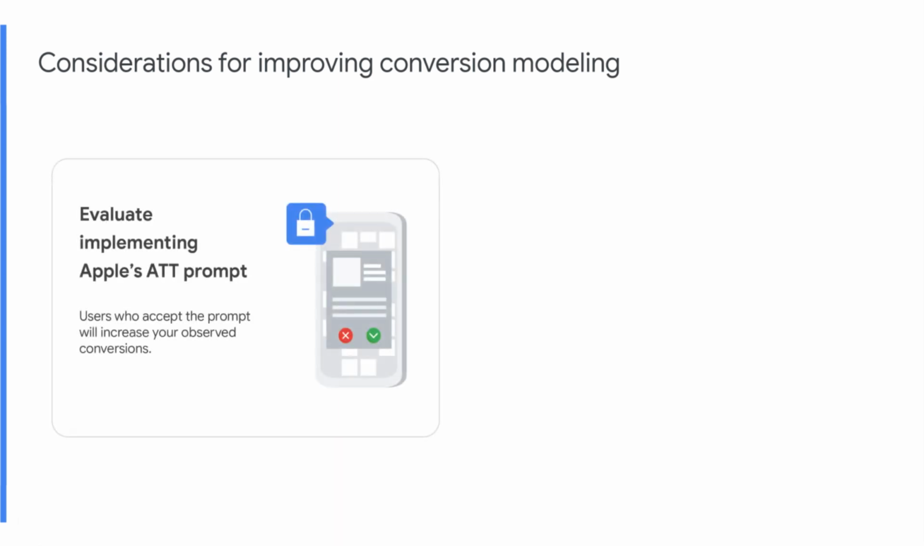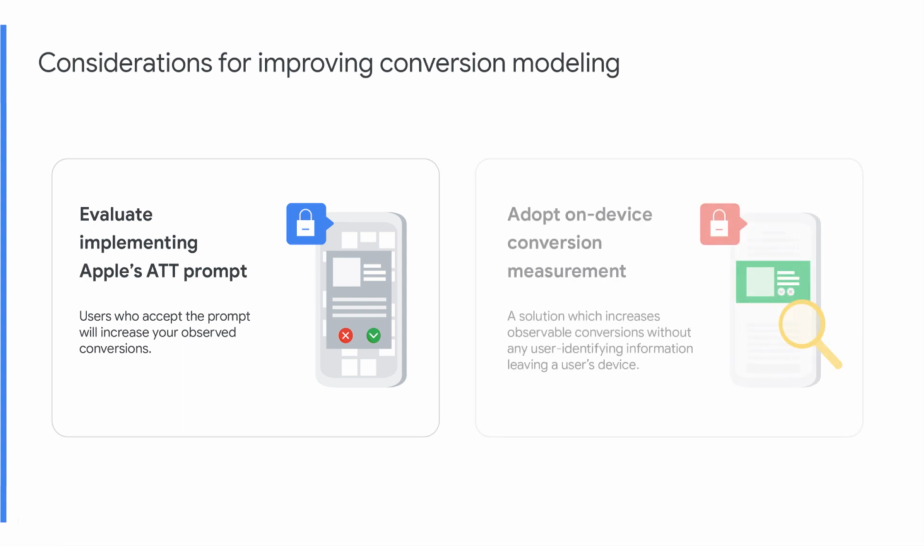First, evaluate implementing Apple's ATT prompt. Users who accept the prompt will increase your observed conversions, improving conversion modeling and campaign optimization. Second, adopt on-device conversion measurement, a privacy-preserving solution which enhances conversion modeling by improving the amount of observable conversions from your iOS app campaigns without any user-identifying information leaving a user's device.